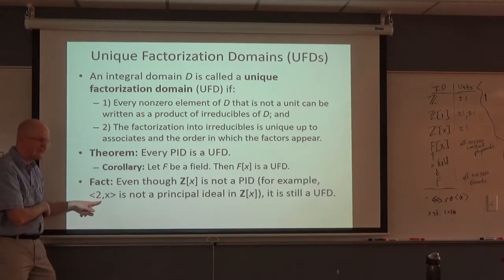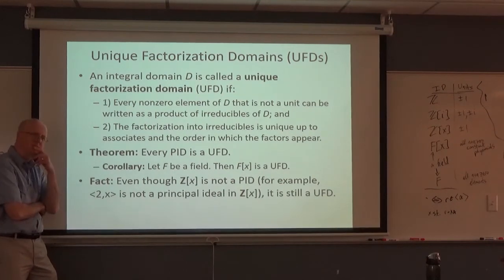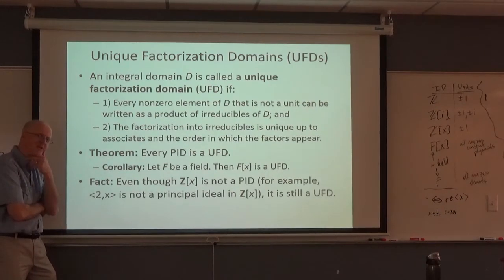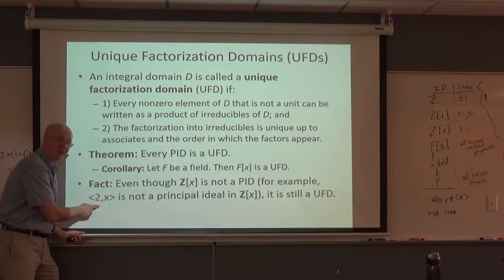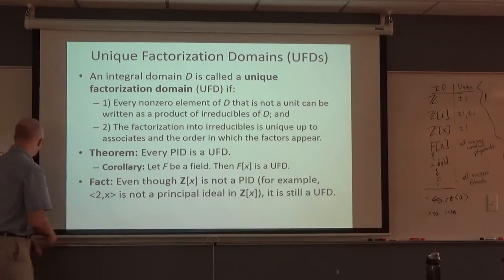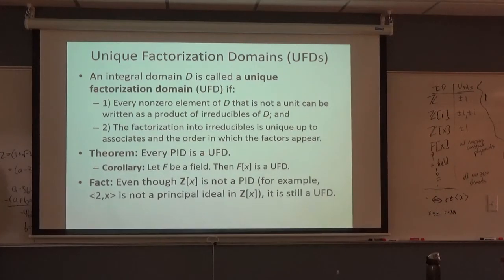For example, this ideal, generated by x and 2, is actually not a principal ideal. The book does prove that. It's worth looking at. If you thought of this as an ideal in Rx, coefficients in R, actually it is a principal ideal. And in fact, it would equal the entire ring Rx.